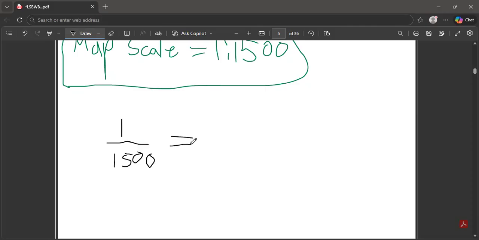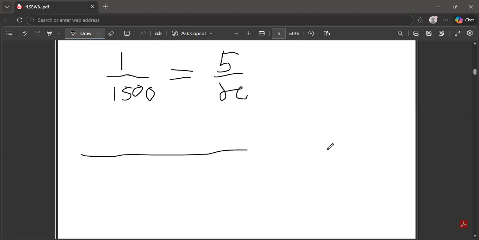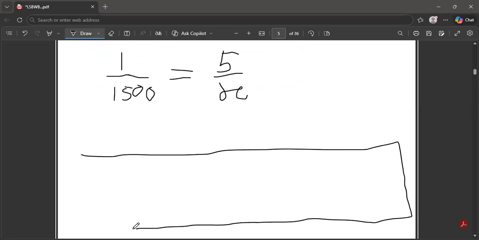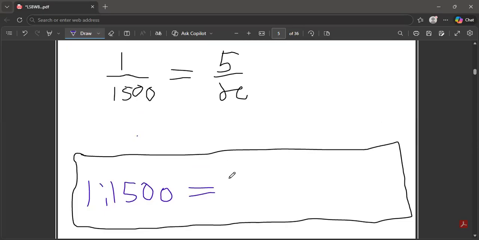Which is equal to 5/x. In saying all of this, what I'm saying over here is also the same as this. Please don't get confused. So 1:1,500 is equal to what? 5 is to x. It's actually 5 centimeters is to x.